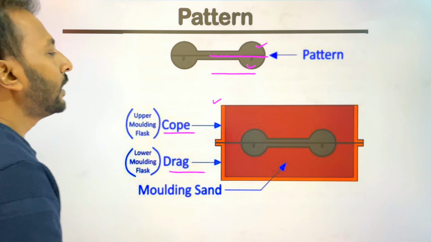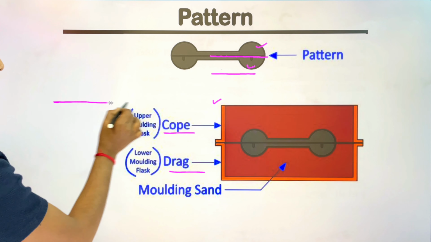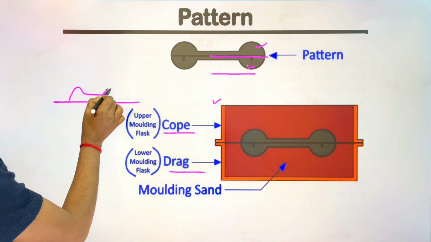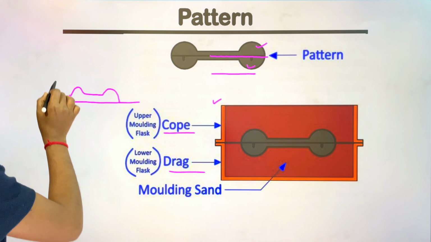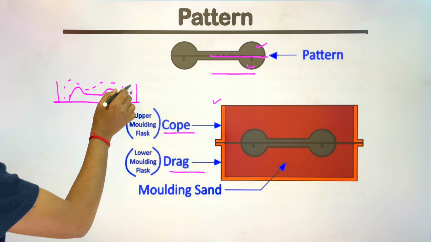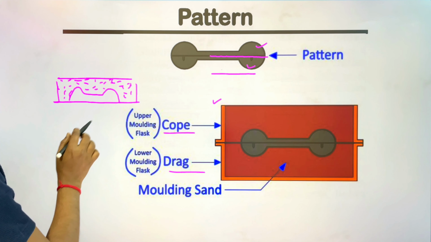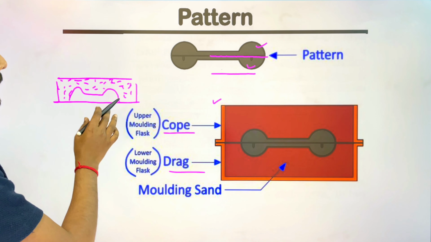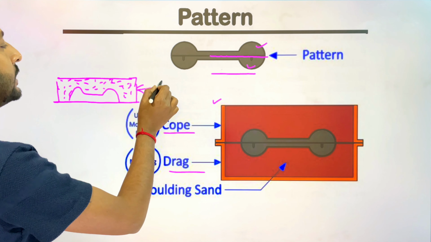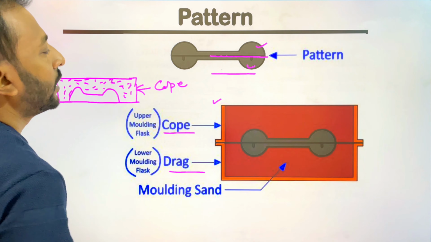So what is the process to create this cavity? First we will take one cardboard. This is the cardboard, and we will place the pattern here. We will put the molding box here, and we will put here the molding sand, and we will press here. We will press here perfectly, and we will repeat the same process for the different part. This is the cope pattern, and for the drag pattern we will repeat the same process.